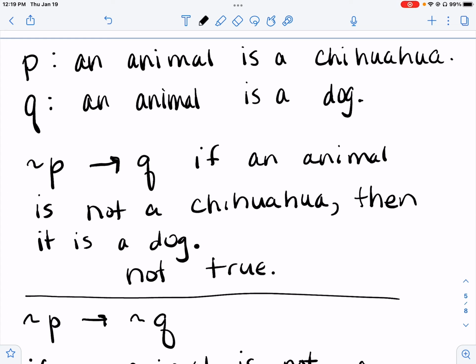P: an animal is a chihuahua. Q: an animal is a dog. The squiggly means not P, Q. If an animal is not a chihuahua, then it is a dog. That's not true because a bulldog is a dog and a bulldog's not a chihuahua.